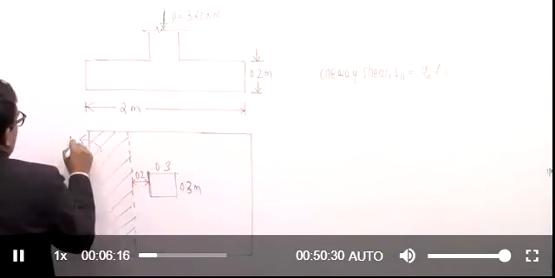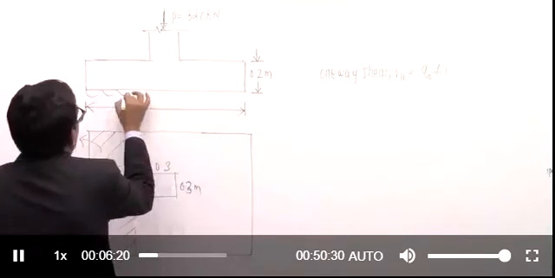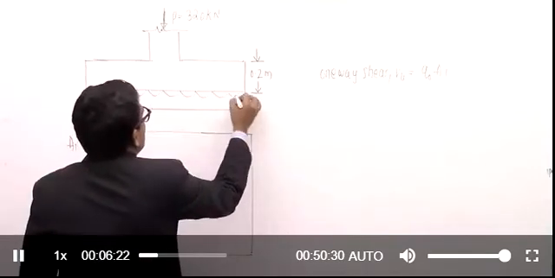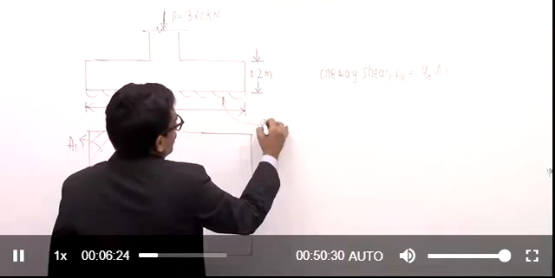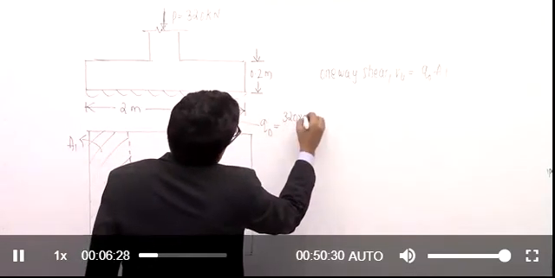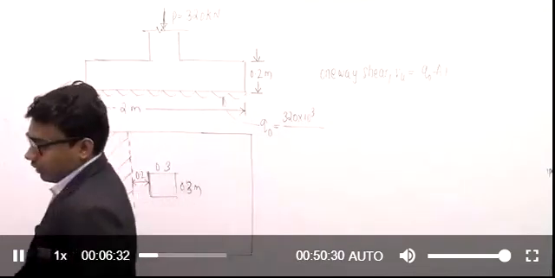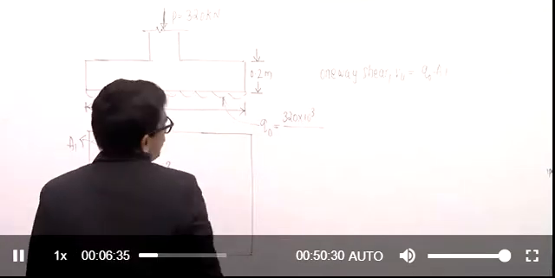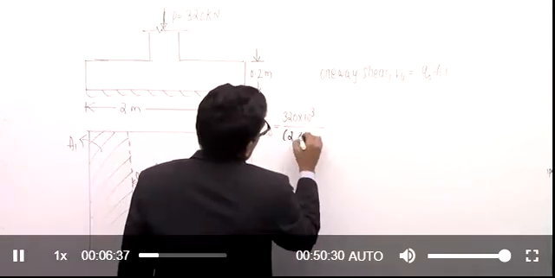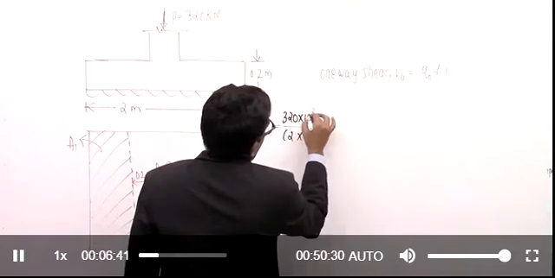This is the area. We don't have the value of q0, so let's calculate it. q0 means the soil pressure below the footing level. q0 will be equal to total load, that is 320 kilonewton into 10 power 3, divided by the area of the footing. The area of the footing here will be 2 into 2.